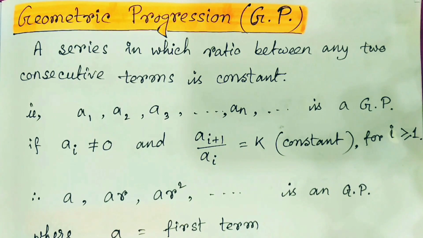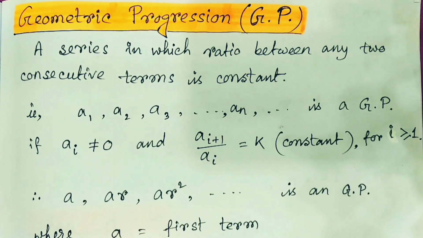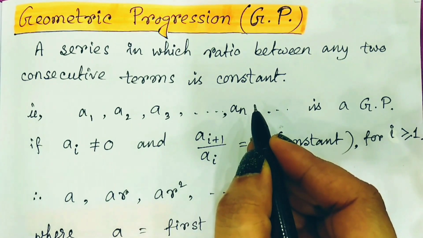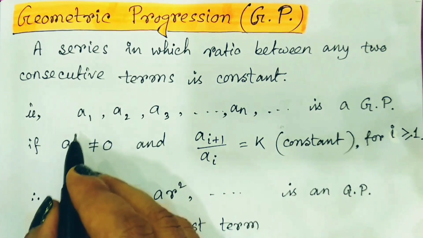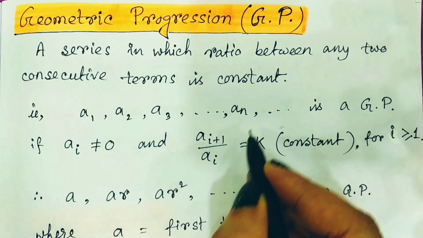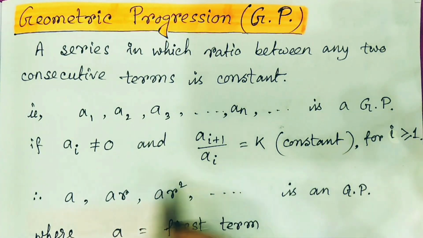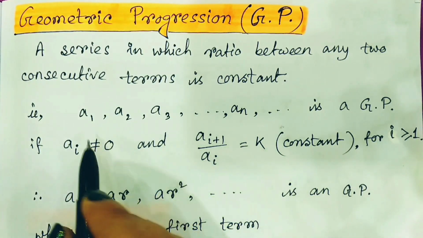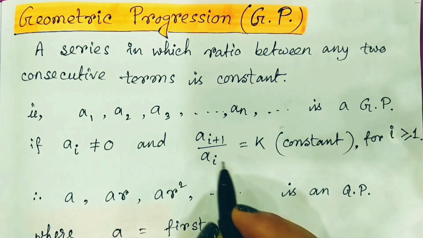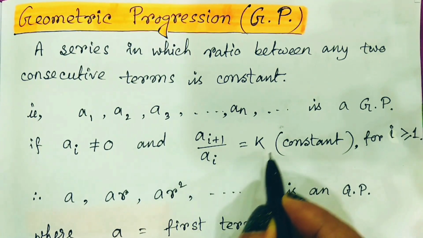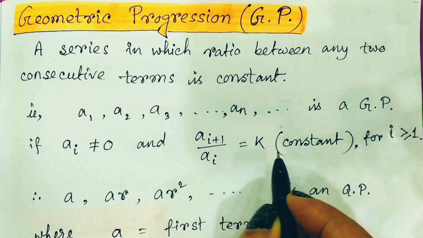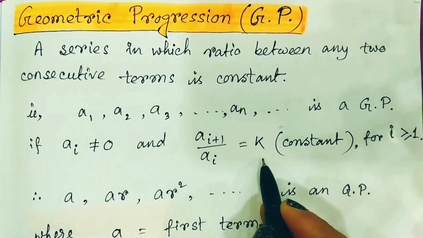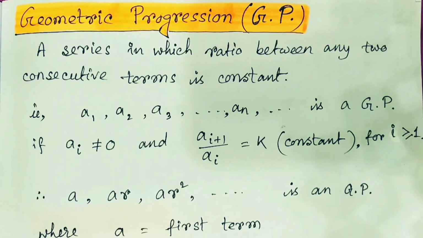Now what is the definition of GP? A series in which the ratio between any two consecutive terms is constant. Let A1, A2, A3, ..., AN be a GP series. Definitely all these terms should not be 0. If we take any two consecutive terms and find their ratio, this ratio is a constant value. Remember, any two terms we may choose, we will always find this ratio is constant. Then the series is called a GP series.